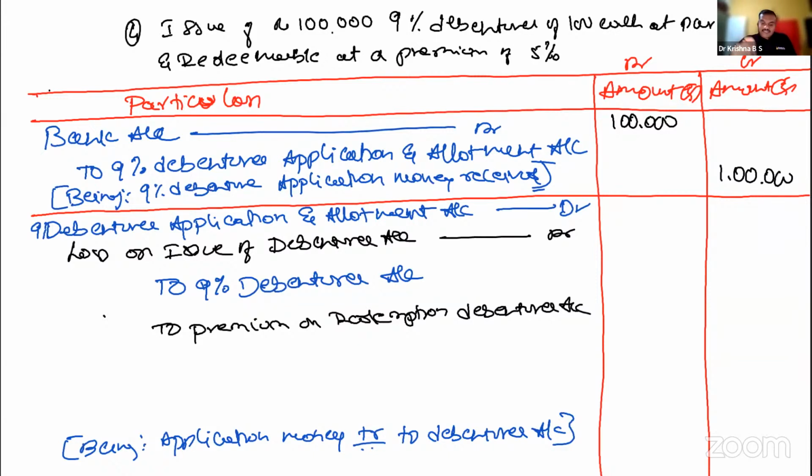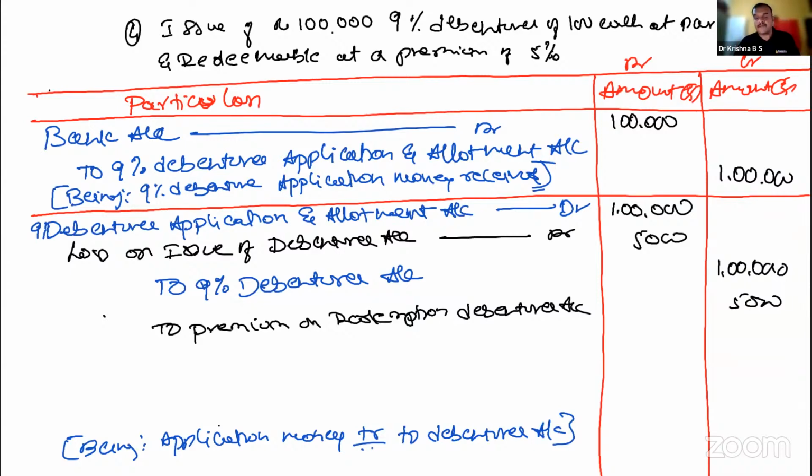Here I told you the technique. This 9% debenture application allotment account debit, which amount should you write? The previous entry, that is 1 lakh. To 9% debentures account, what should you write? Face value. Now the blanks are loss on issue of debentures account and premium on redemption of debentures account. Redeemable at a premium of 5%. What is 5% of 1 lakh? 5,000, right? Write 5,000 here. Fill in the blanks. Done.